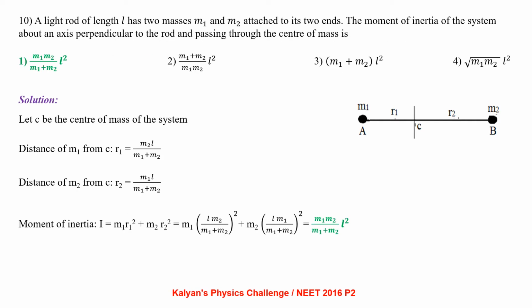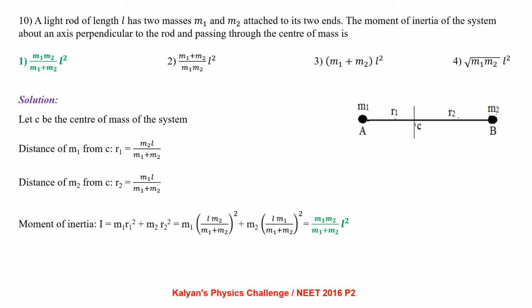A light rod of length L has two masses m1 and m2 attached to its two ends. The moment of inertia of the system about an axis perpendicular to the rod passing through the center of mass will be. As you can see from the diagram, let us say C is the center of mass of the system of two particles. A center of mass of two particle system divides the distance between the two particles in the inverse ratio of their masses. So we can see R1 equal to m2L by m1 plus m2. R2 equal to m1L by m1 plus m2.